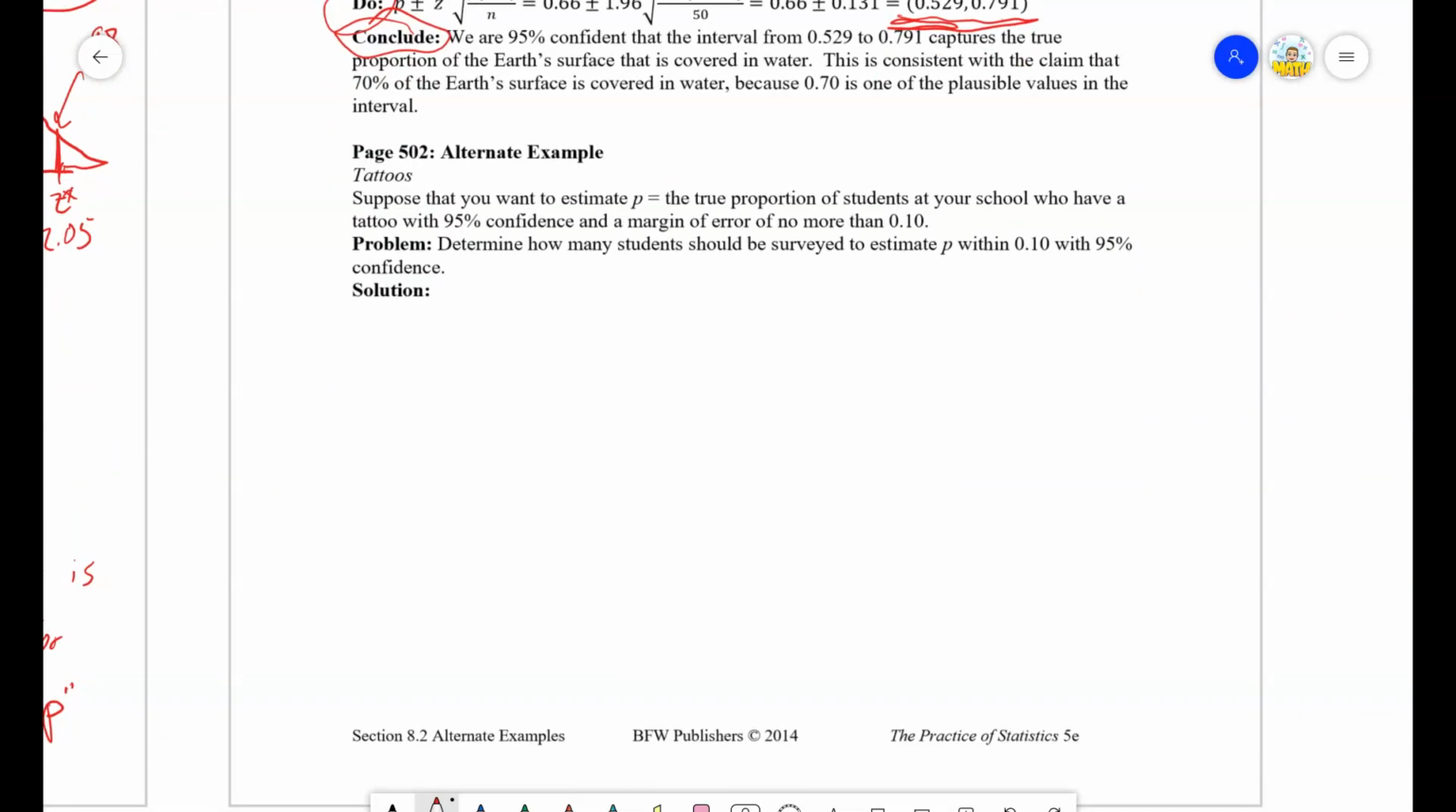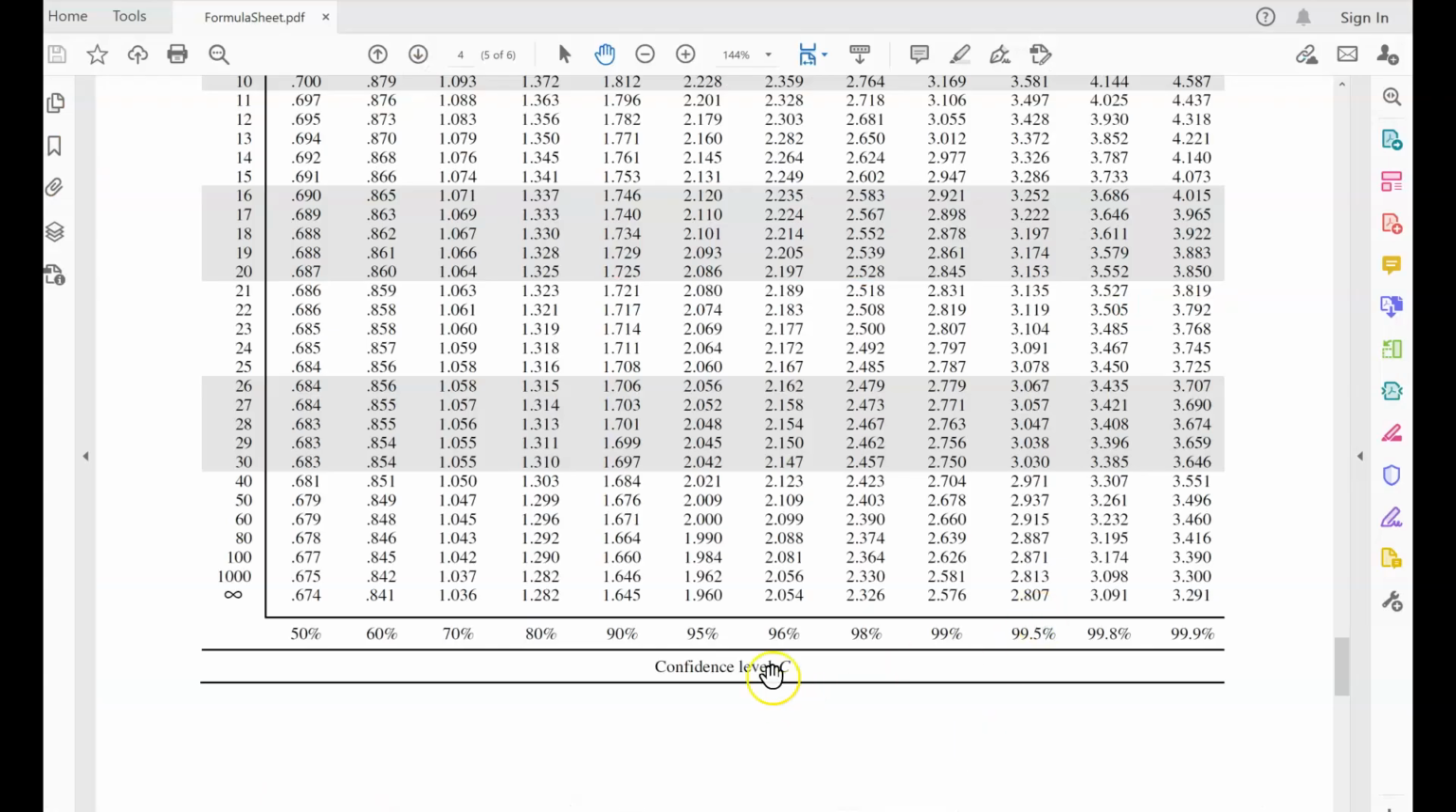Okay. All right, so now this is a little bit different question. How many students do we need to survey so that our margin of error is 10%? Okay, so with 95% confidence, remember what that means. Z star is going to be 1.96. You're going to use that so much that you'll probably end up having it memorized, but if you don't, you can jump to your formula sheet and see 95% confidence.